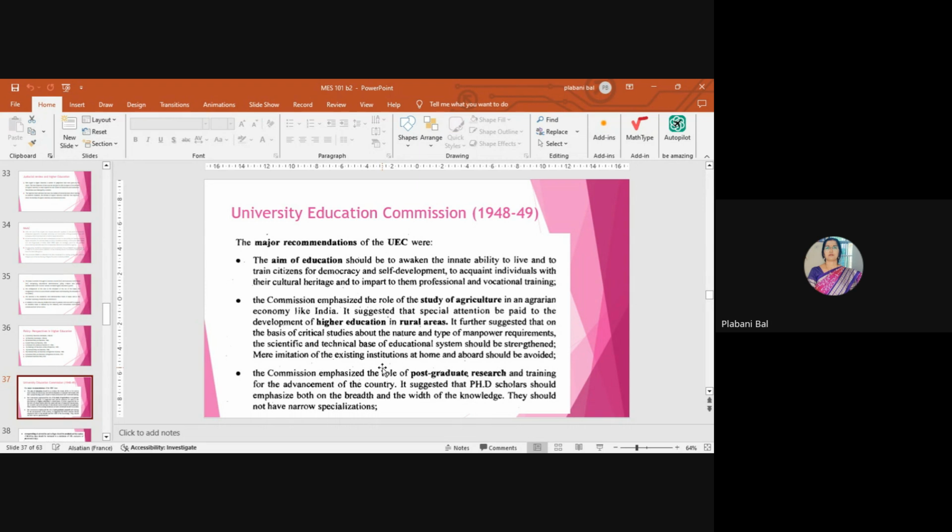Then, realizing the deficiencies of the examination system and the magnitude of wastage, the commission also recommended a thorough study of scientific methods of educational testing and appraisal. The University Education Commission also recommended the completion of 12 years of study. After completion of 12 years of study at a school or an intermediate college, it should be the minimum standard for admission into the university.